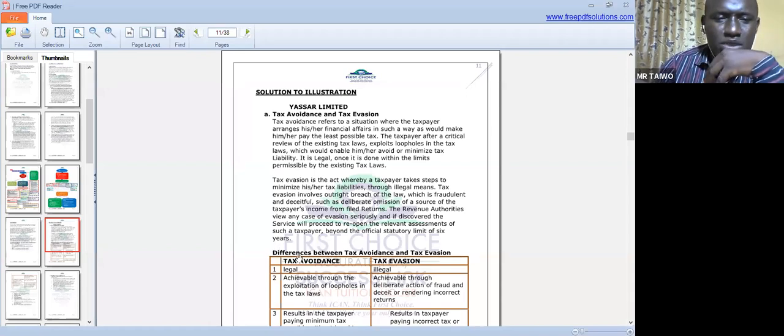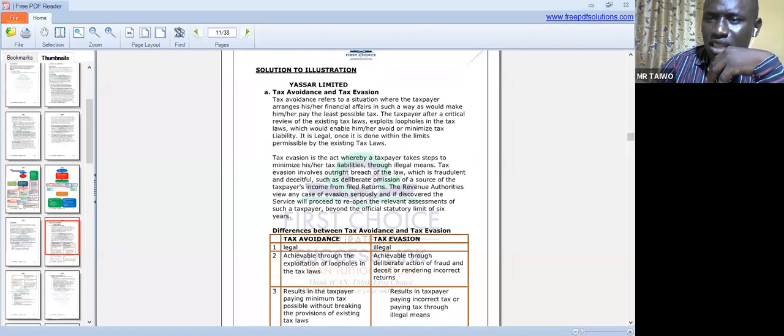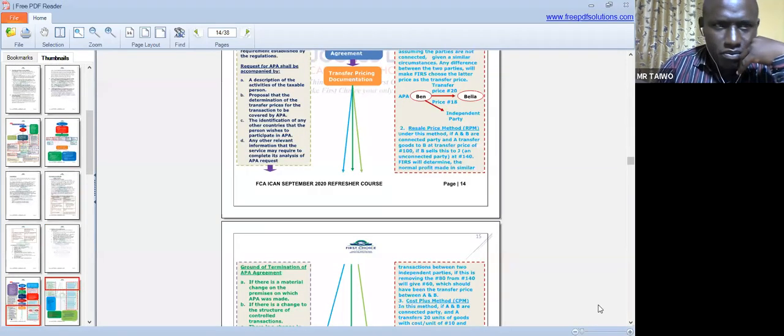And now they say, what is the difference between tax avoidance and tax evasion? It's very clear. One is legal, one is illegal. Which is legal? Tax avoidance is legal. Tax evasion is wrong, it is illegal. I get what I'm saying now?